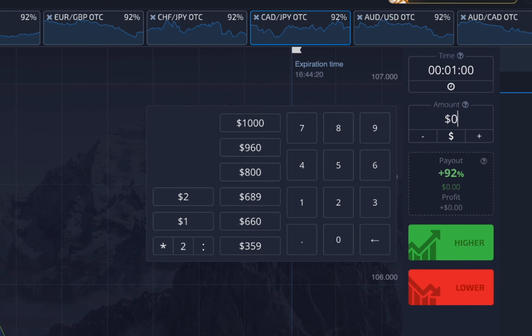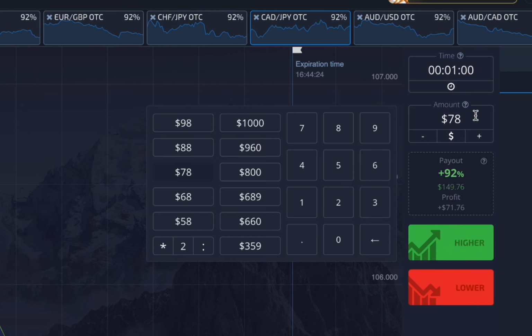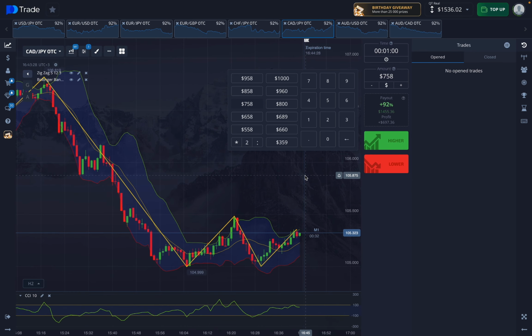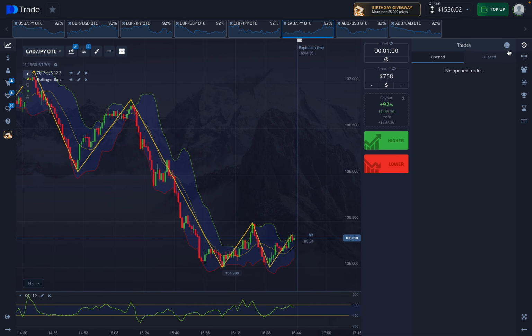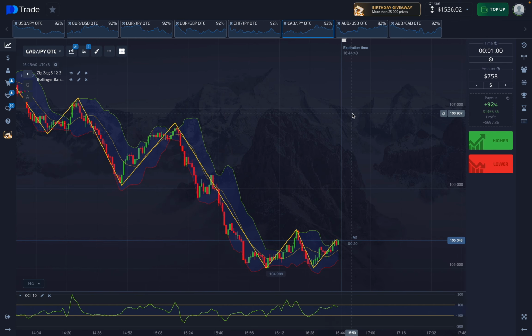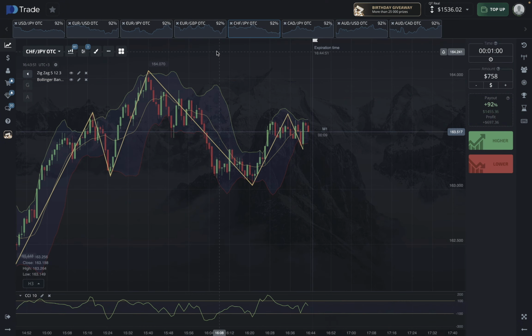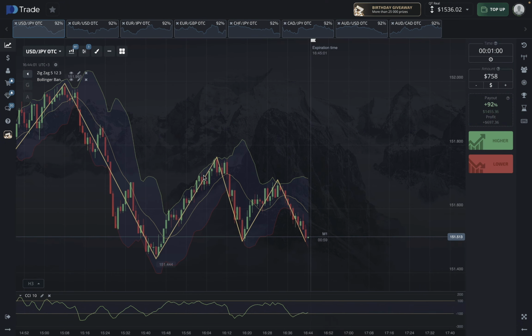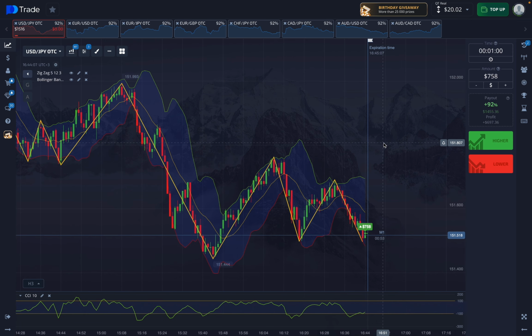Let's change the trade amount to $758 and open trades with the full balance. Let's continue and pick the next currency pair. I'll try to open 2 trades to go long. And here we'll open 2 trades to go long, just as I mentioned earlier.